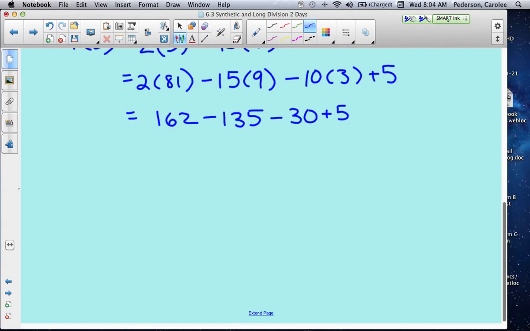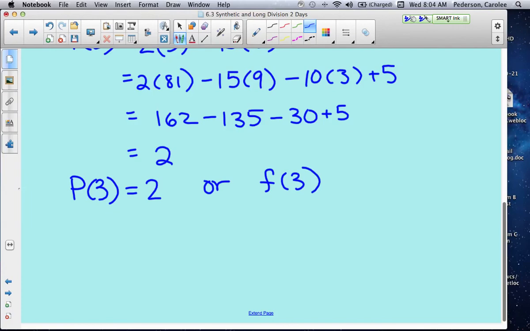And then 162 minus 135 minus 30 plus 5 is 2. And that's what we got when we did synthetic division. So P of 3 is 2, or you can say F of 3, the function evaluated, is 2. Remember, if your remainder is 0, then that is a factor of the original polynomial.